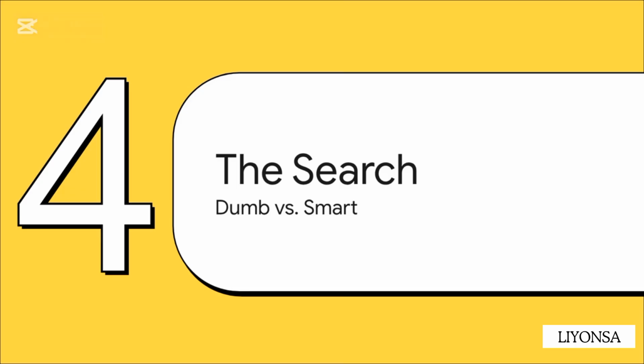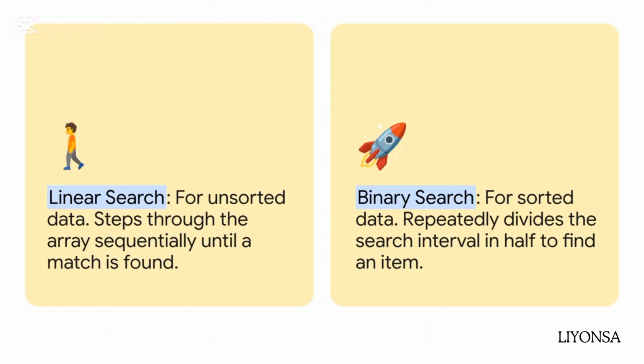Okay, so we've gone to all this trouble to sort our data. Why? What's the point? Well, this is the point. This is the big payoff. It all comes down to the search. See, having that sorted list is what makes lightning-fast searching possible. If your list is a mess, you're stuck doing what's called a linear search. That's like trying to find a specific word in a novel by starting on page 1 and reading every single word. It's awful. But with a sorted list, you can use a binary search.